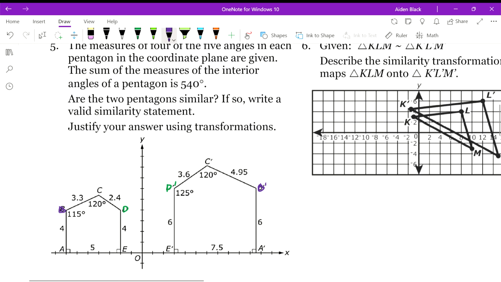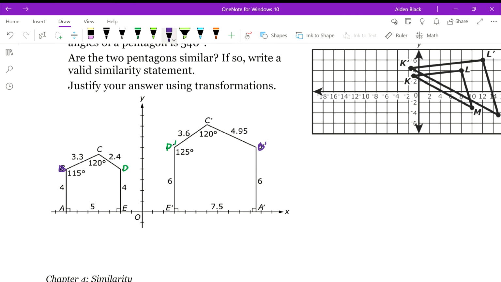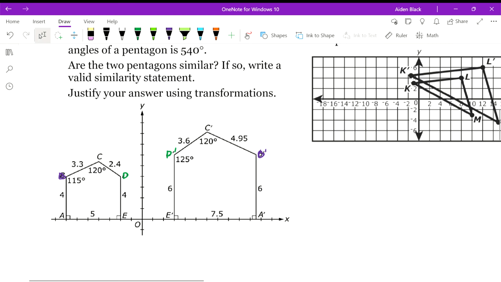It says, are the two pentagons similar? So the question also refers to the angle measures. If you count all these up, 90 plus 90 plus 125 plus 120, you find that this should be 115 and this should be 125. So we know corresponding angles are congruent. We just need to check corresponding side lengths. So match these up.